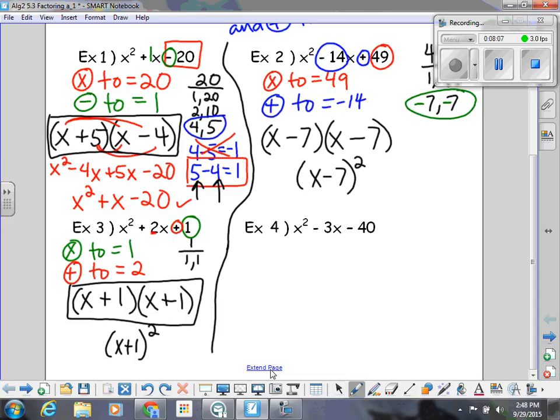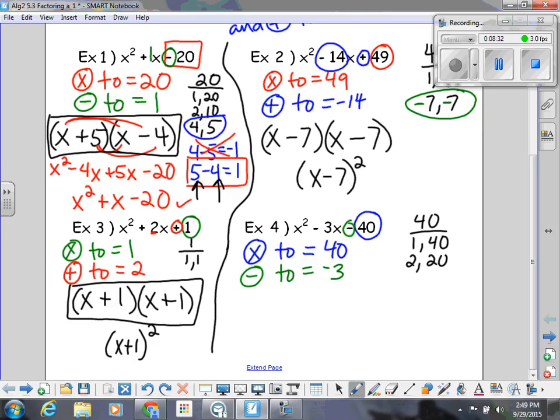So we want to do numbers that multiply to equal 40. And then they also have to subtract to equal negative 3. All right, so let's make a list of factors of 40. So I've got 1 and 40. I've got 2 and 20. Does 3 go into it? No. 3 is not a factor of 40. So let's go up to 4. 4 times 10, and then 5 times 8.